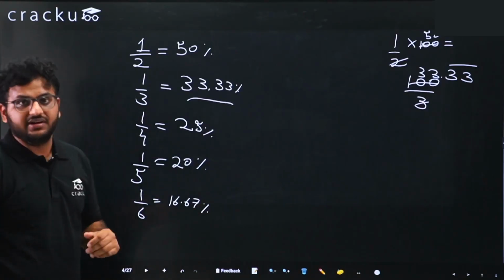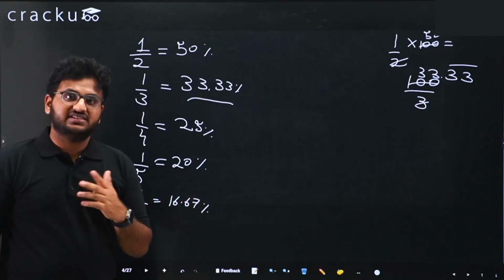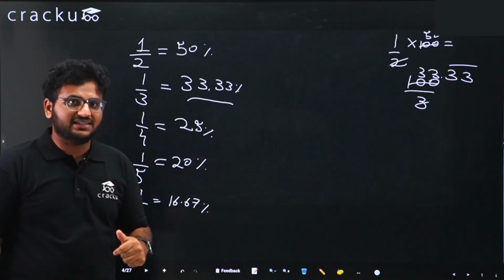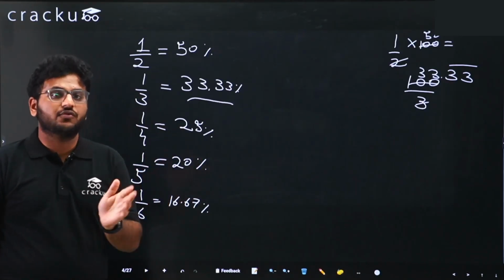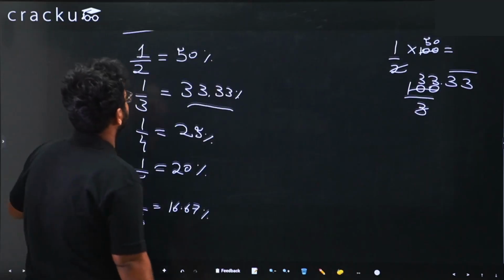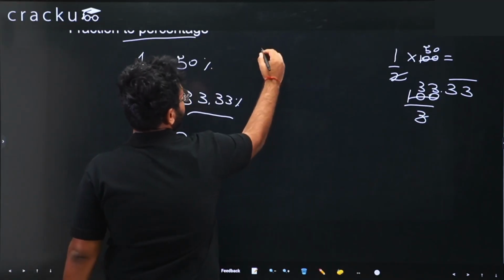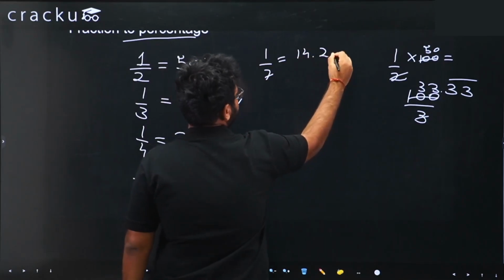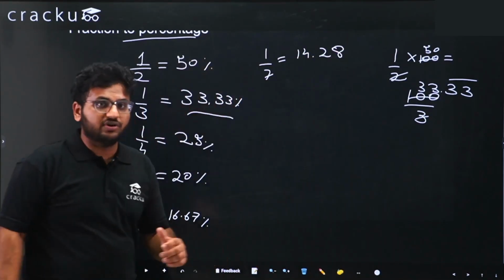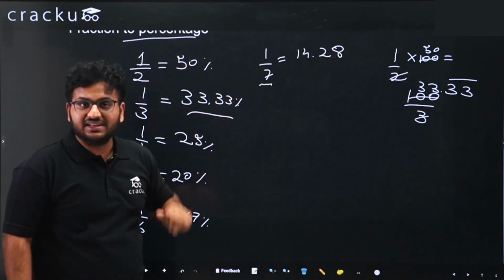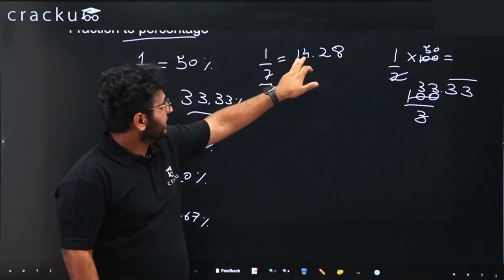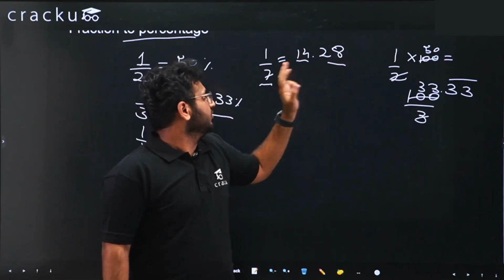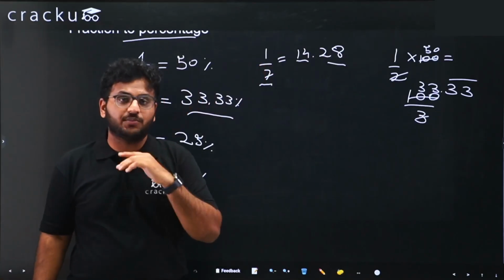Then 1 by 7. 1 by 7, as such, there is nothing like divide or anything. So what is 100 by 7? 100 by 7 is what? 14.28. So 1 by 7 is equal to 14.28. So easy trick to remember is what? See, denominator has 7. 7 2s are what? 14. 14 2s are what? 28. So we can write 1 by 7 as 14.28.